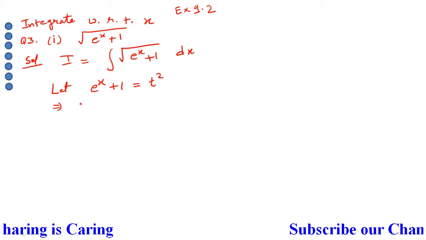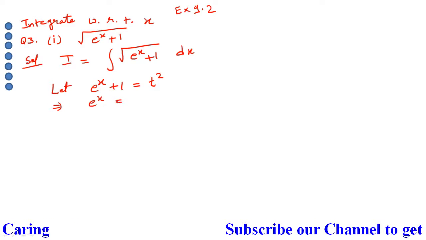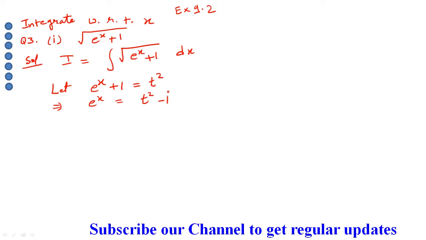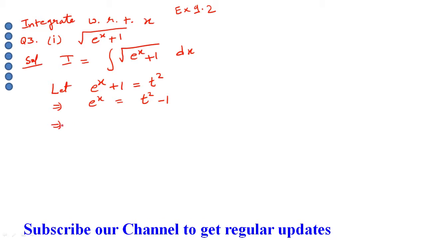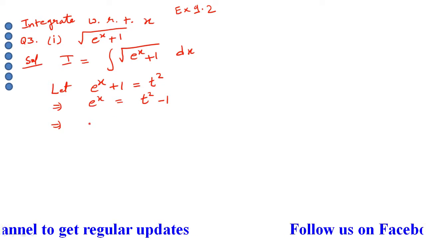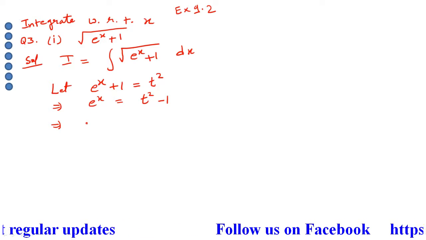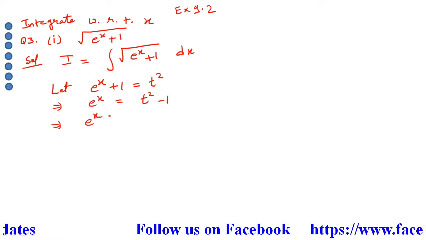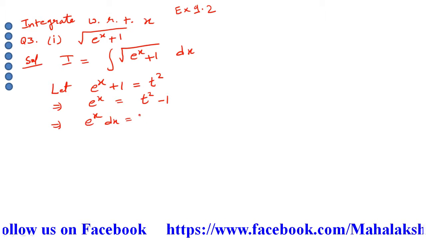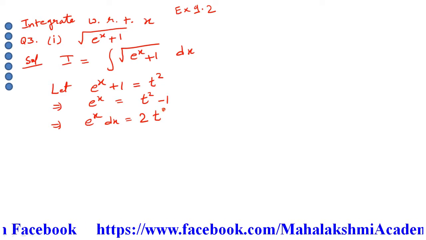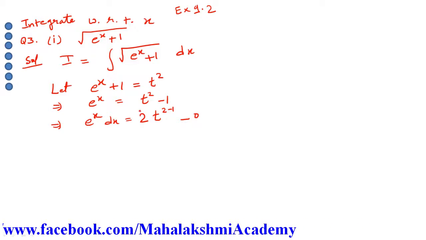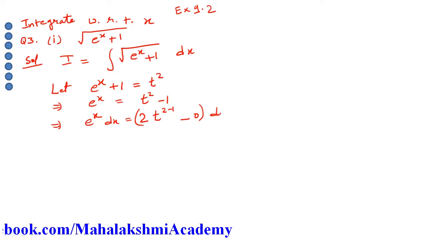Now from here, if I want only e to the power x, it is t square minus 1, because the plus 1 I shifted here. Now I am going to differentiate it with respect to x. When we differentiate this complete equation with respect to x, we get e to the power x, differentiation of e to the power x is e to the power x again, then dx, and the differentiation of this is 2t, the 2 minus 1, then it's a constant so its differentiation is 0, then the whole multiplied by dt.